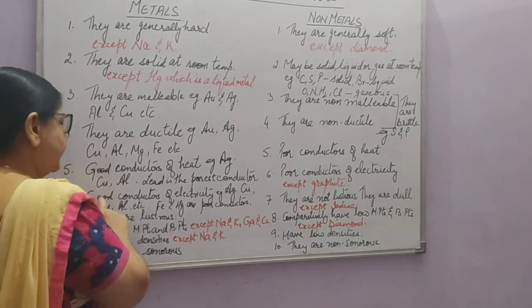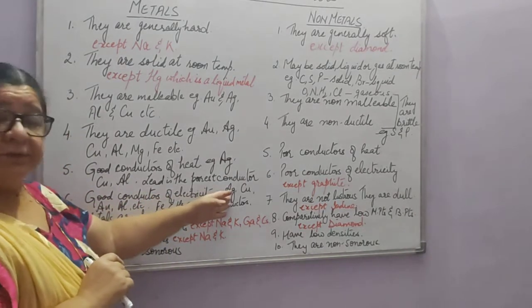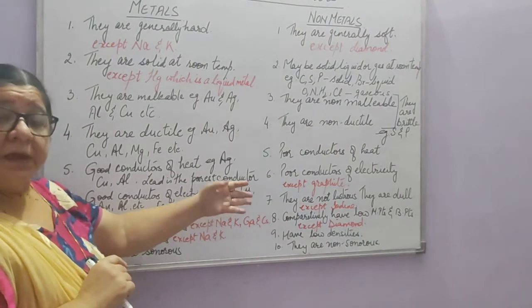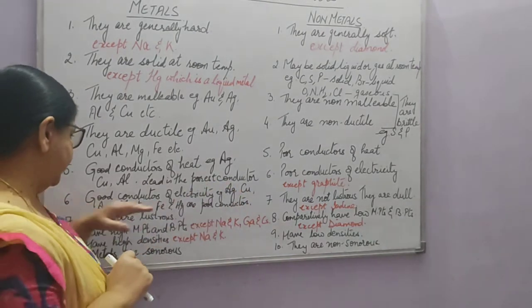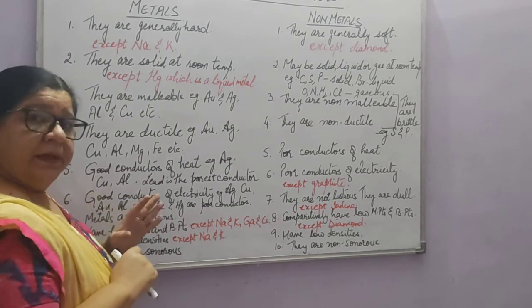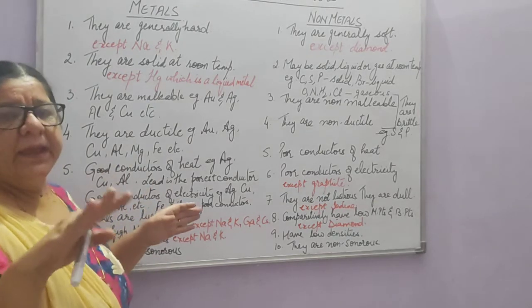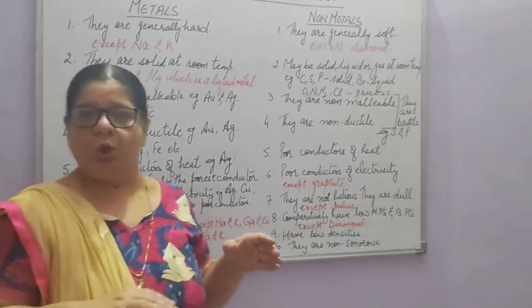Then metals, they are good conductors of electricity, like silver, copper. They are very good conductors of electricity. Then aluminium, gold, etc. They are good conductors. While mercury and iron, their conductivity is low.